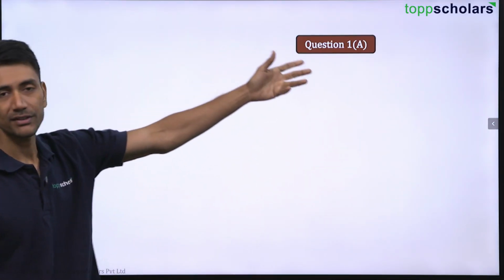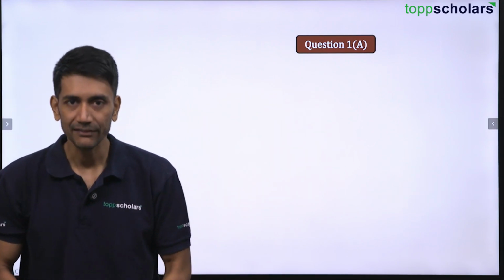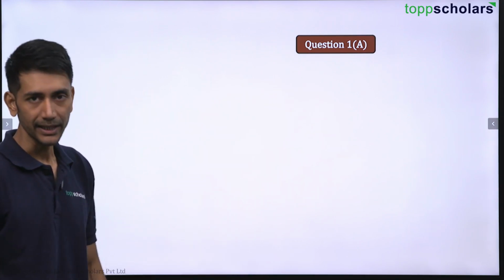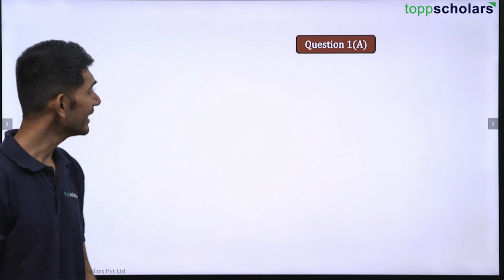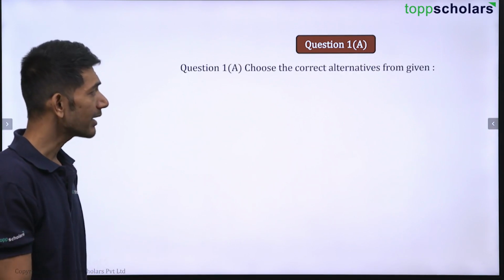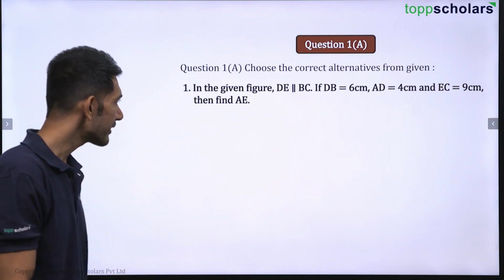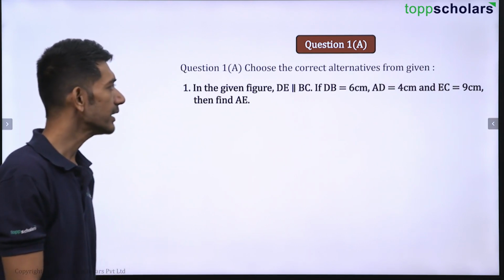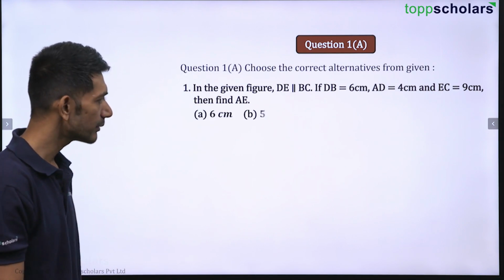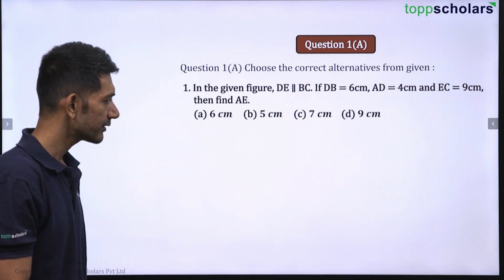Obviously, as we know, the first question that we have is question 1A, and question 1A will have 1 mark each, right? So let us see the first question. Let's read the question. The question says, in the given figure, DE is parallel to BC. So a figure must be given to us. Let us see where the figure is.